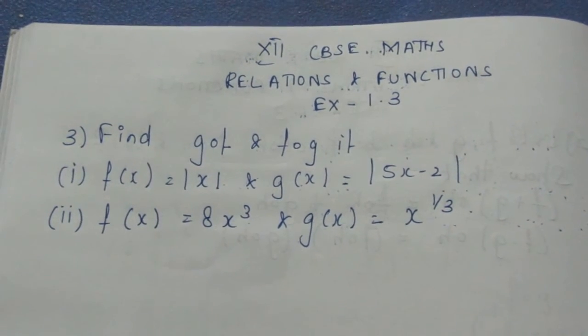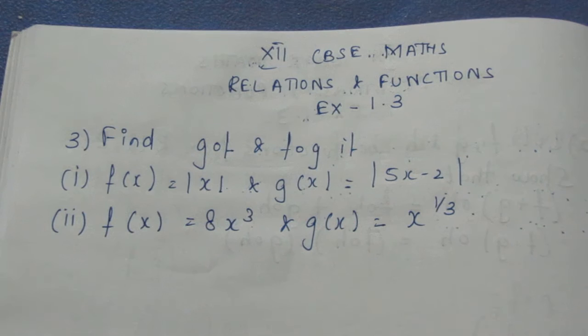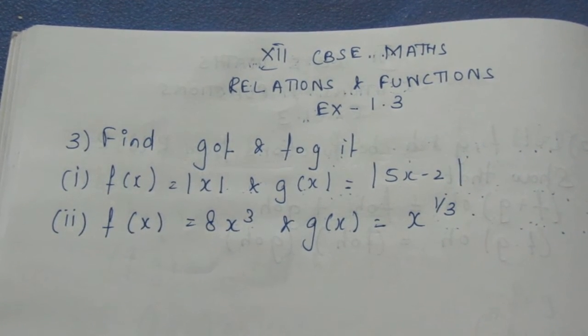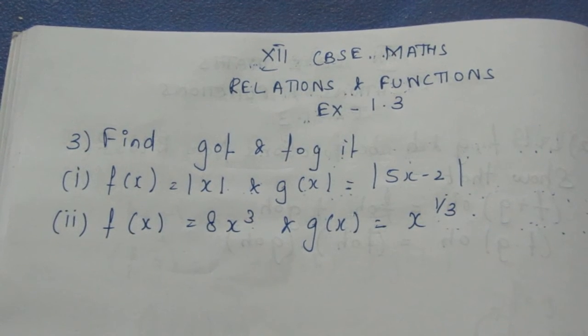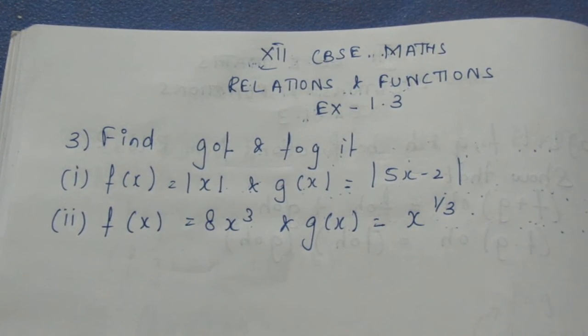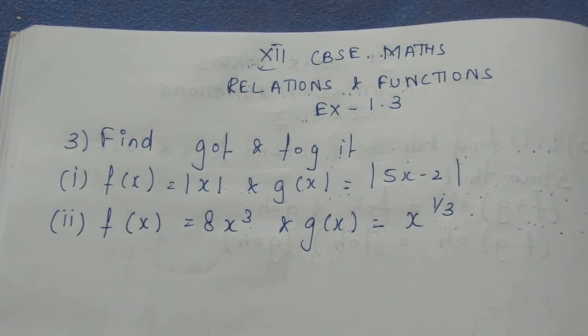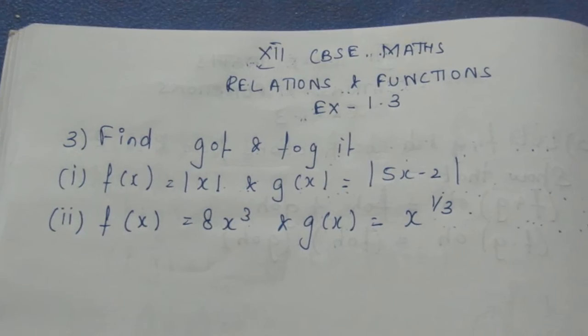Today we are going to see 12th CBSE Maths Relations and Function Exercise 1.3 question number 3. In that we have two subdivisions. We need to find g composite f and f composite g, if f of x is equal to modulus x and g of x is equal to modulus 5x minus 2. Let me take the first one.